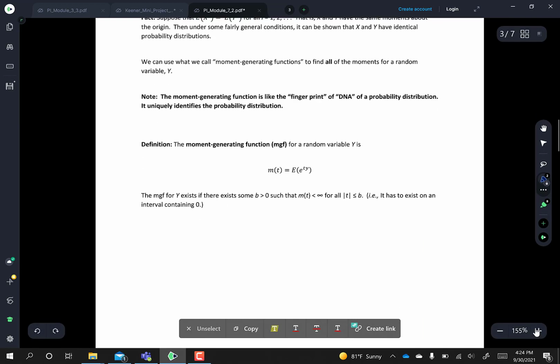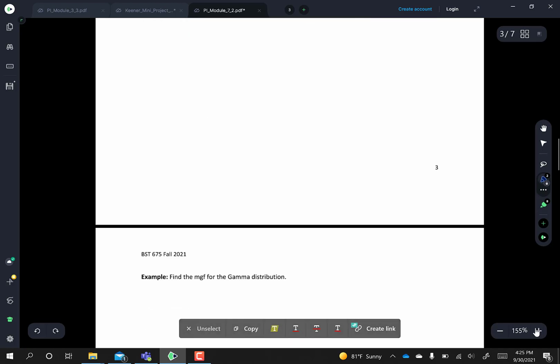And so here's the definition of the moment generating function. The moment generating function evaluated at t is equal to the expected value of e to the ty. And really, Y is the random piece here, so that Y should be capital. So the moment generating function for Y exists if there exists some b greater than 0 such that the moment generating function evaluated at t is less than infinity for all absolute value of t less than or equal to b. In other words, what this is saying is it has to exist on an interval containing 0. Okay? And so let's look at some examples.